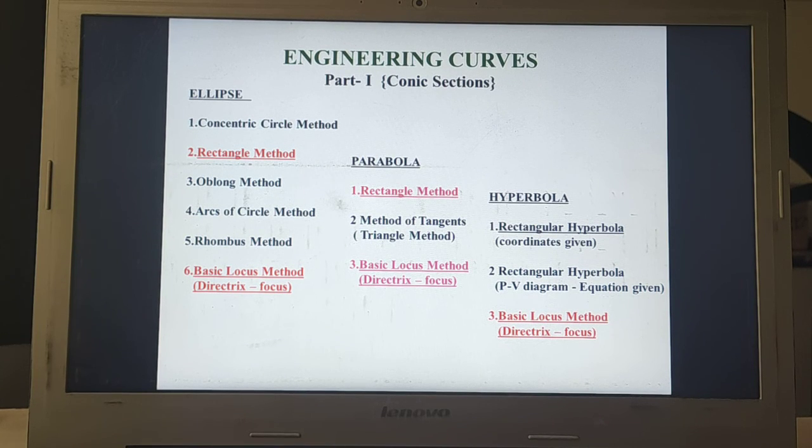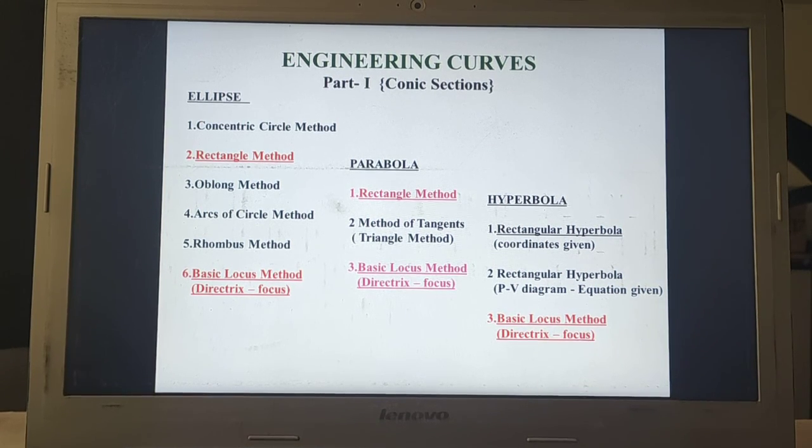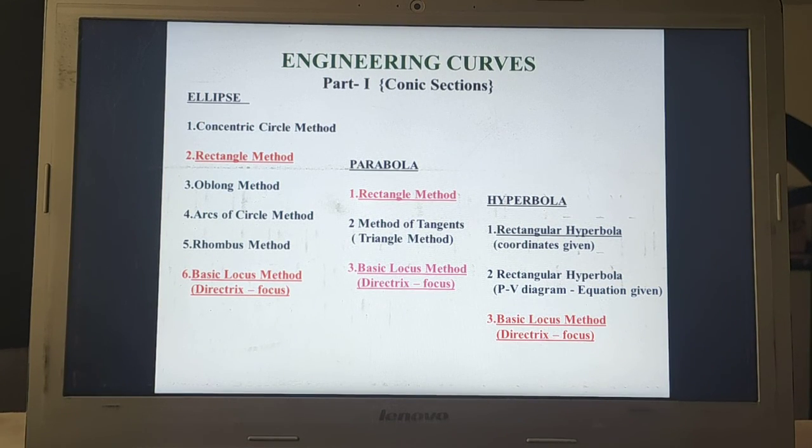Good morning, students. Let us now revise our third unit, which is nothing but the engineering curves. Under these engineering curves, we have different curves which we have learned how to draw. Out of which a few curves we are going to revise. All these curves we have studied during the lectures which we conducted in our classroom.